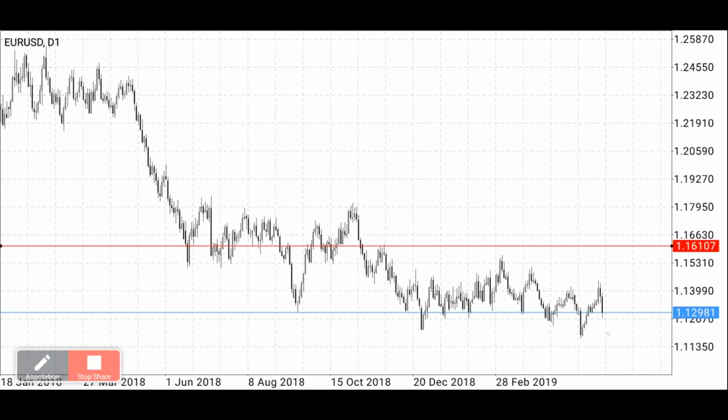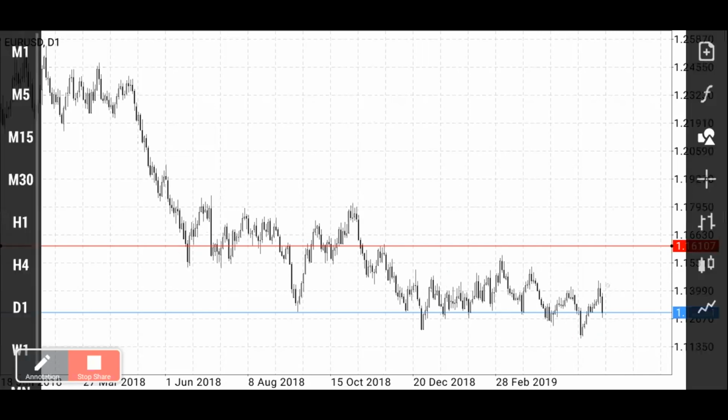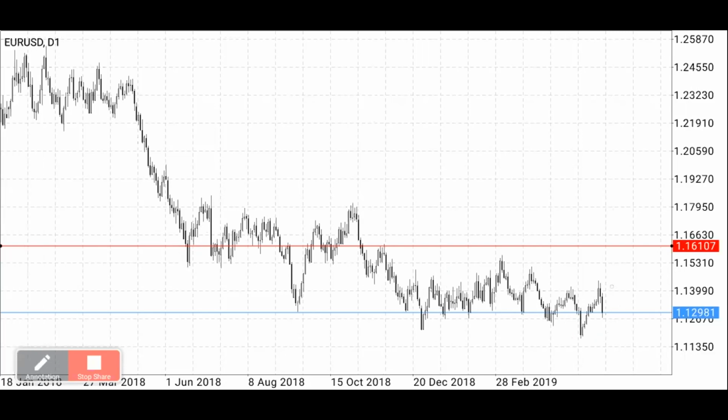Yeah, price is... I'll say price is right around the one. Price is where your blue line is at. That's where your price is currently at. The market's closed, so that's where price is currently at.